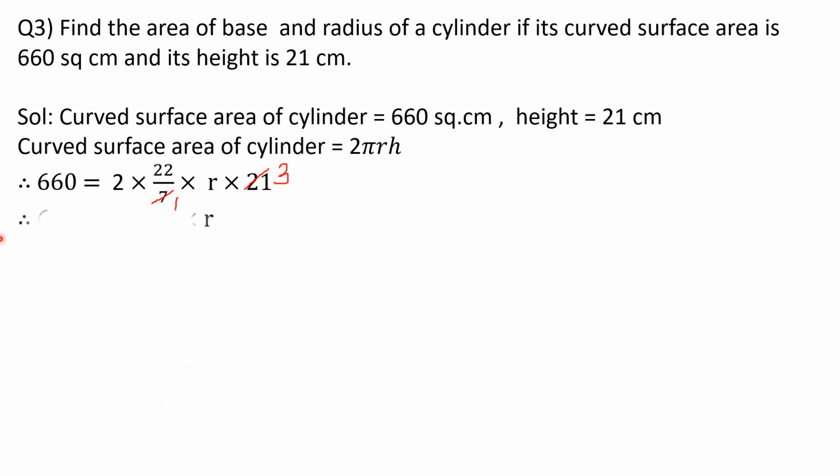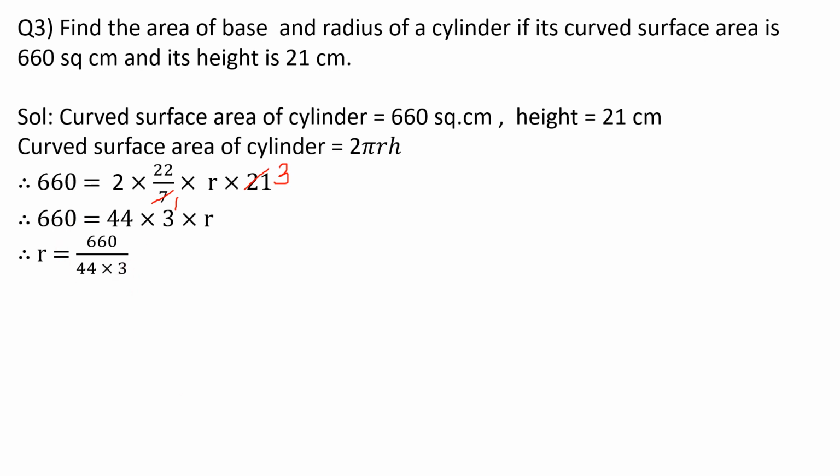So next step, students, I've written therefore 660. I multiplied 2 into 22, that is 44, into 3 I wrote, then into r. Now I can find the radius. These two terms will go to the left hand side. It will divide. So you can write therefore r equal to 660 upon 44 into 3.